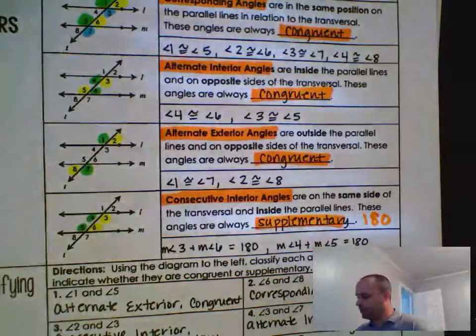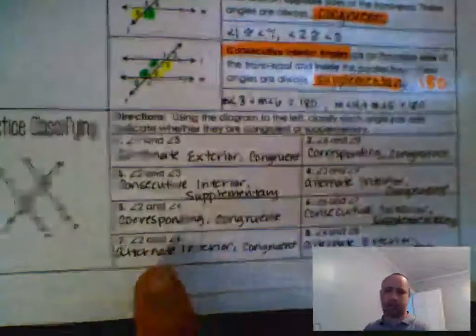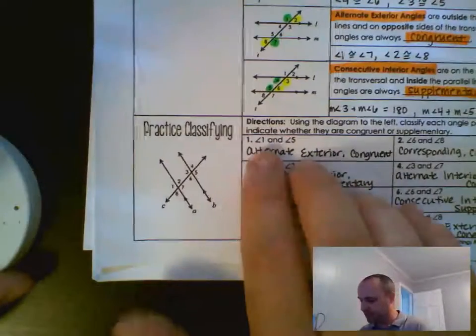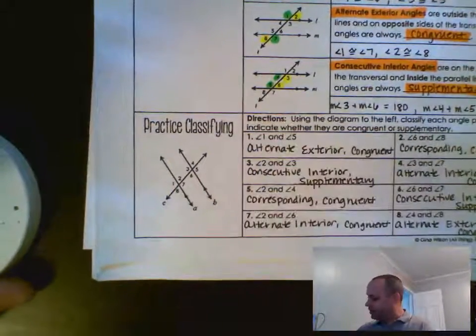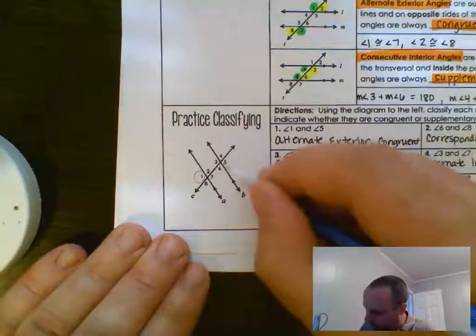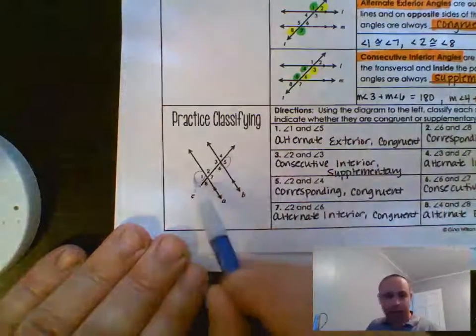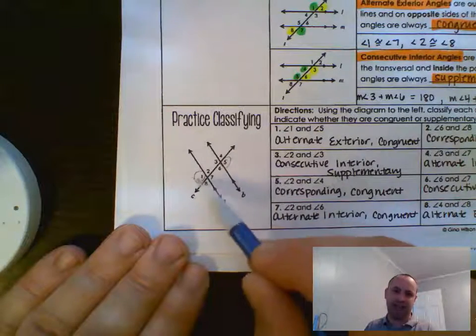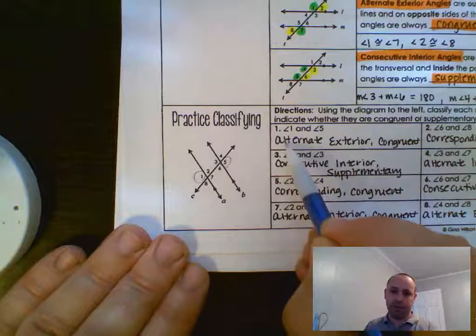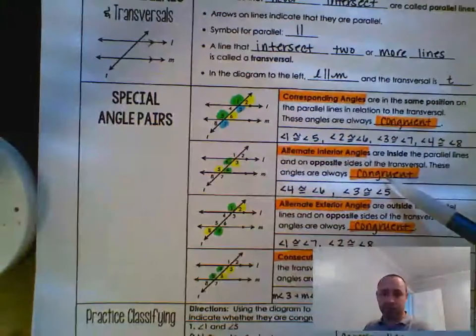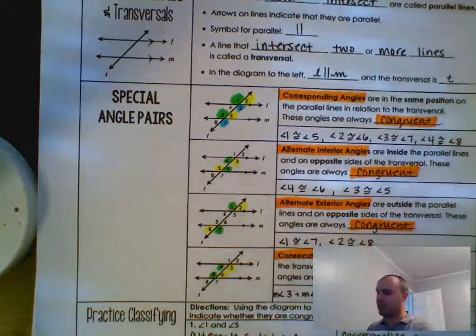If we look at some of these problems, they're going to give you some practice here. I might have you do some of those, just naming them. For instance, 1 and 5. You'd have to look at here's 1, and here's 5. Those are alternate, but they're not inside, they're outside. So these are alternate exterior angles. It then asks if they're congruent or supplementary, and alternate exterior angles, we see from the notes, are congruent. That's just a little practice naming them.